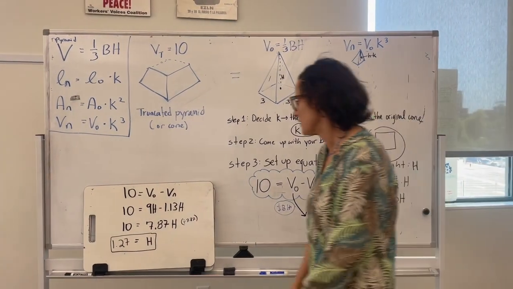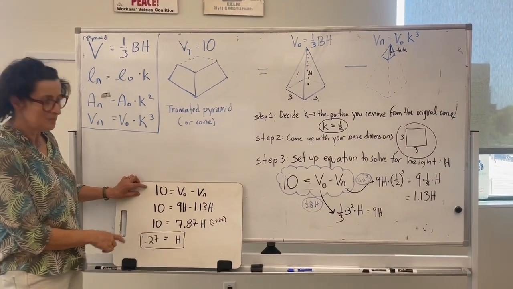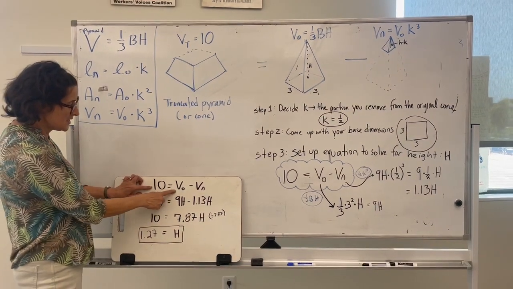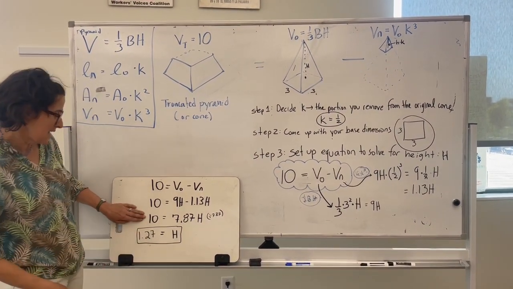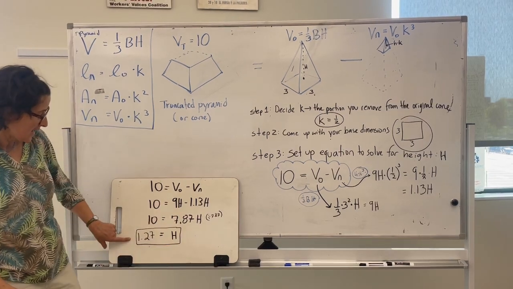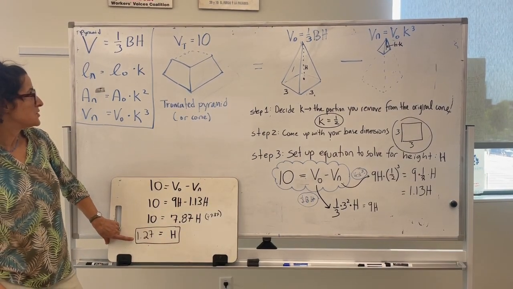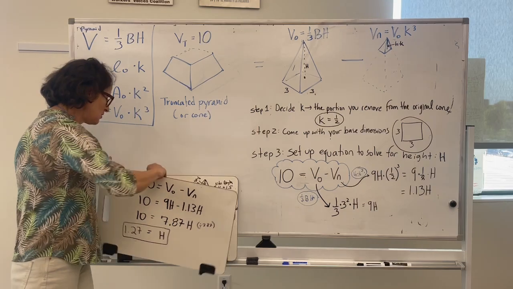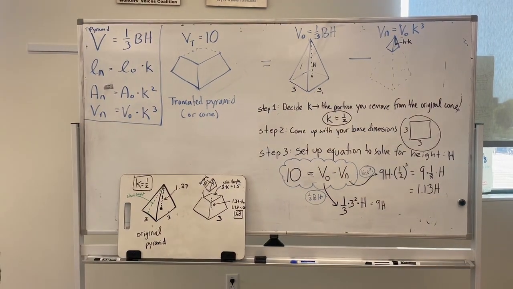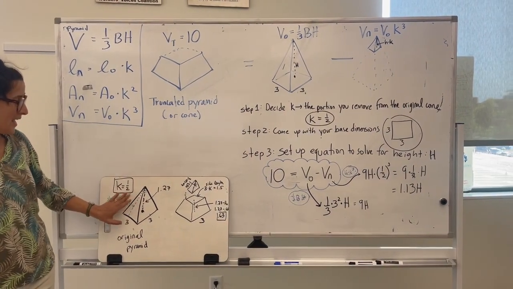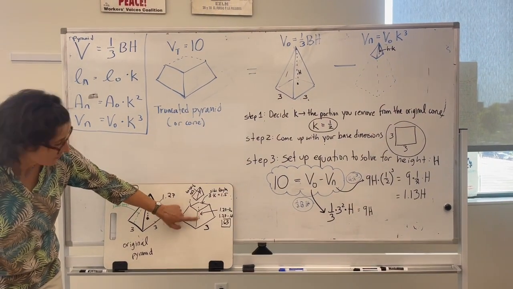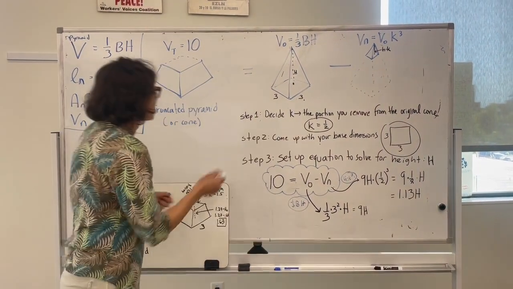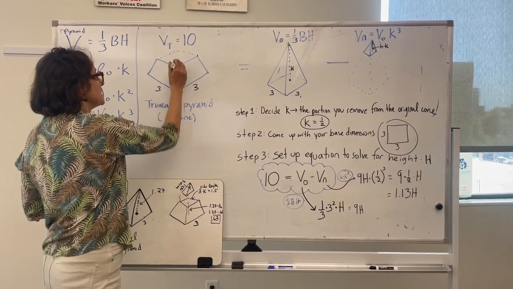So now I'm just going to set it up over here again. So you can see you've got this equation. I put in my numbers, and now I'm just going to use algebra to solve for h. And I now have my height of 1.27. Okay? So this is awesome. I now know everything about my original, and it won't take me long to figure out what's happening to my truncated cone.